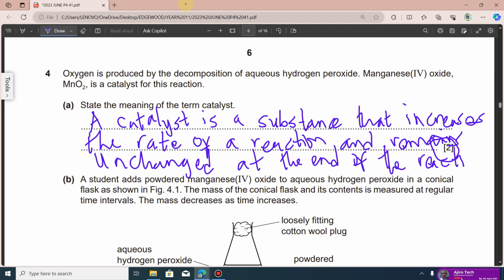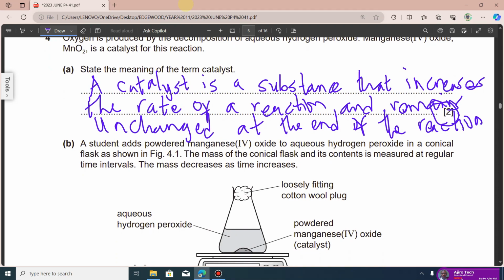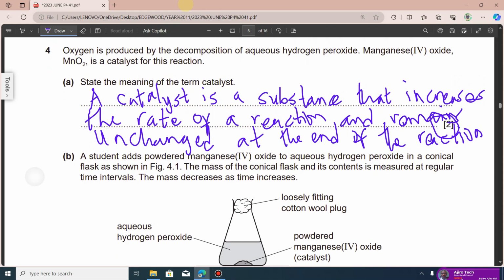So the 2 points that can get you your marks is the fact that you stated that a catalyst increases the rate of reaction. That's the first mark. And the second mark is the fact that you would mention that it remains unchanged at the end of the reaction. So that means at the end of the reaction, you can simply obtain your catalyst back and reuse it for any other reaction you want to use it for. That is the beauty of using a catalyst.